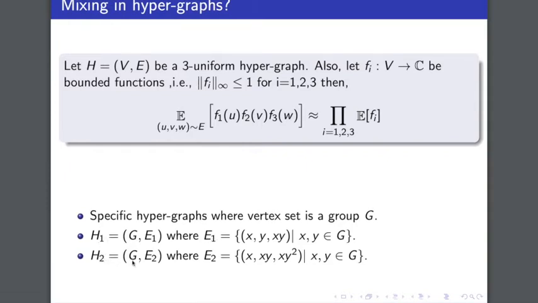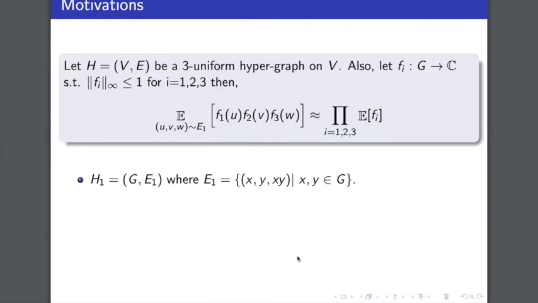For H2, the vertex set is again a group G. The edge set E2 is defined using a slightly different pattern. It is the set of all non-trivial triples like this: x, x times y, x times y squared. So it's the set of all non-trivial three-term progressions in G. Now, one might wonder, what is exactly the motivation behind studying mixing phenomena over these hypergraphs?